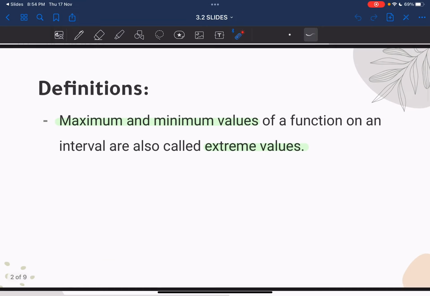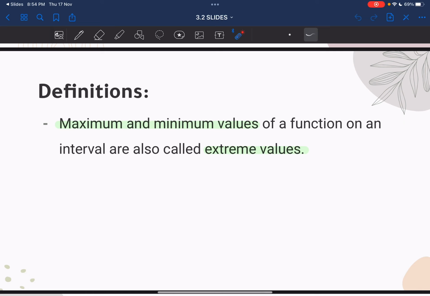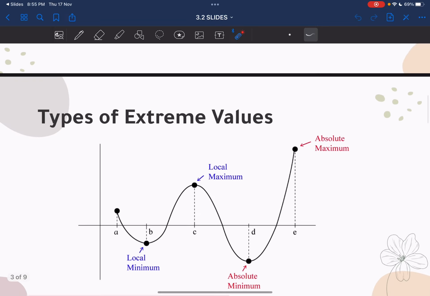So let's go through some basic terms and definitions that you might need to know. Maximum and minimum values of a function on an interval are also called extreme values. This just means that extreme values are a fancy word to describe maximum and minimum values. So don't be scared when you see the word extreme values.